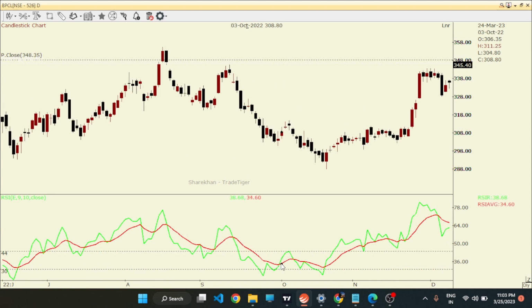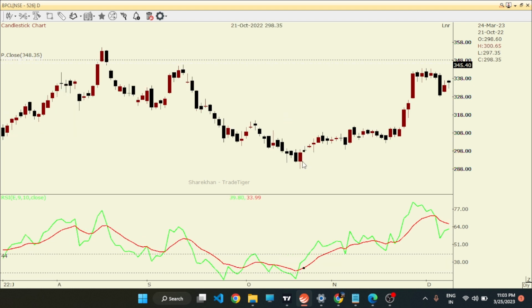As you can see, candle closing was 308, low of 304, so 4 points SL, 308 plus 8 point target, 316 will be our target. Oh yeah, it's a break even trade. As you can see here, it made a high of 314.80, so stop loss will be moved and it's a break even. Here you can observe a good trade.